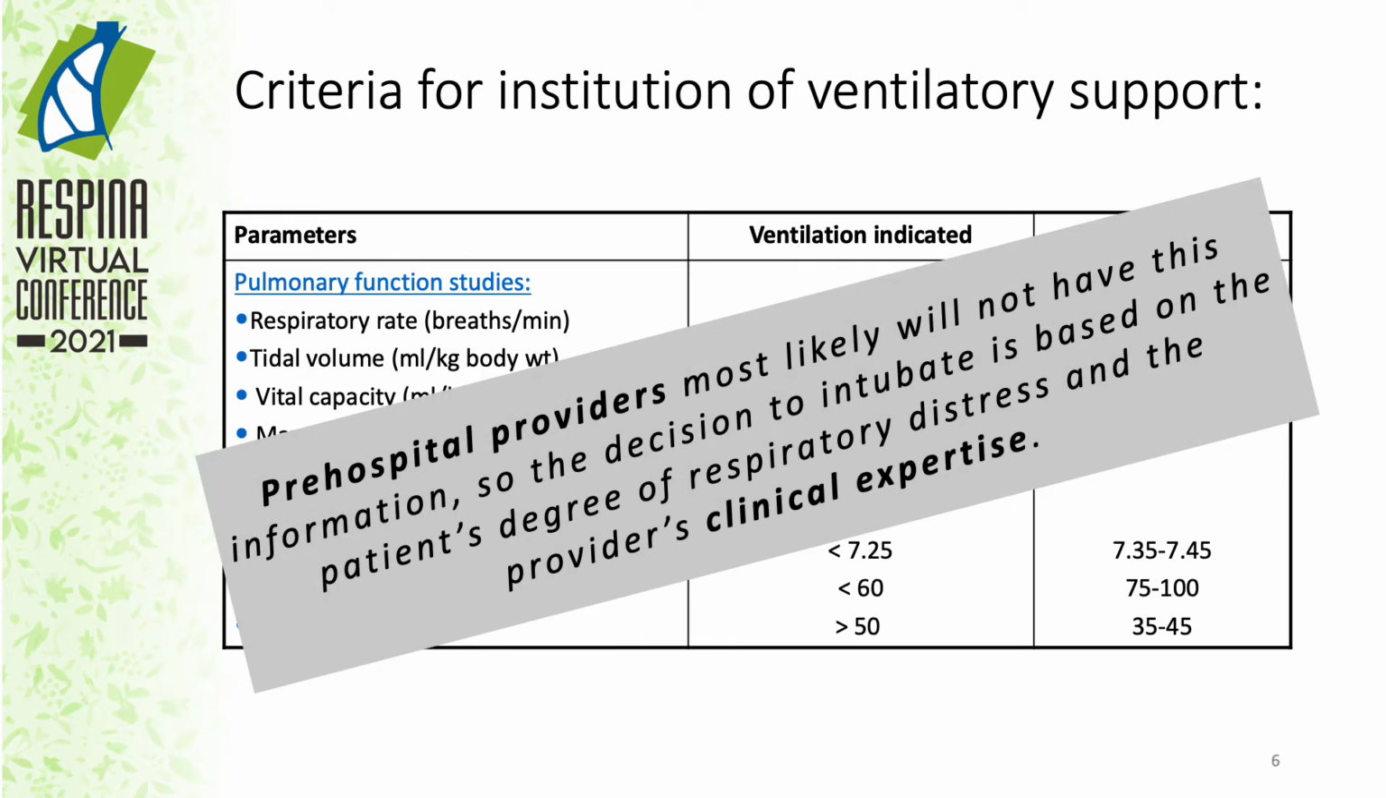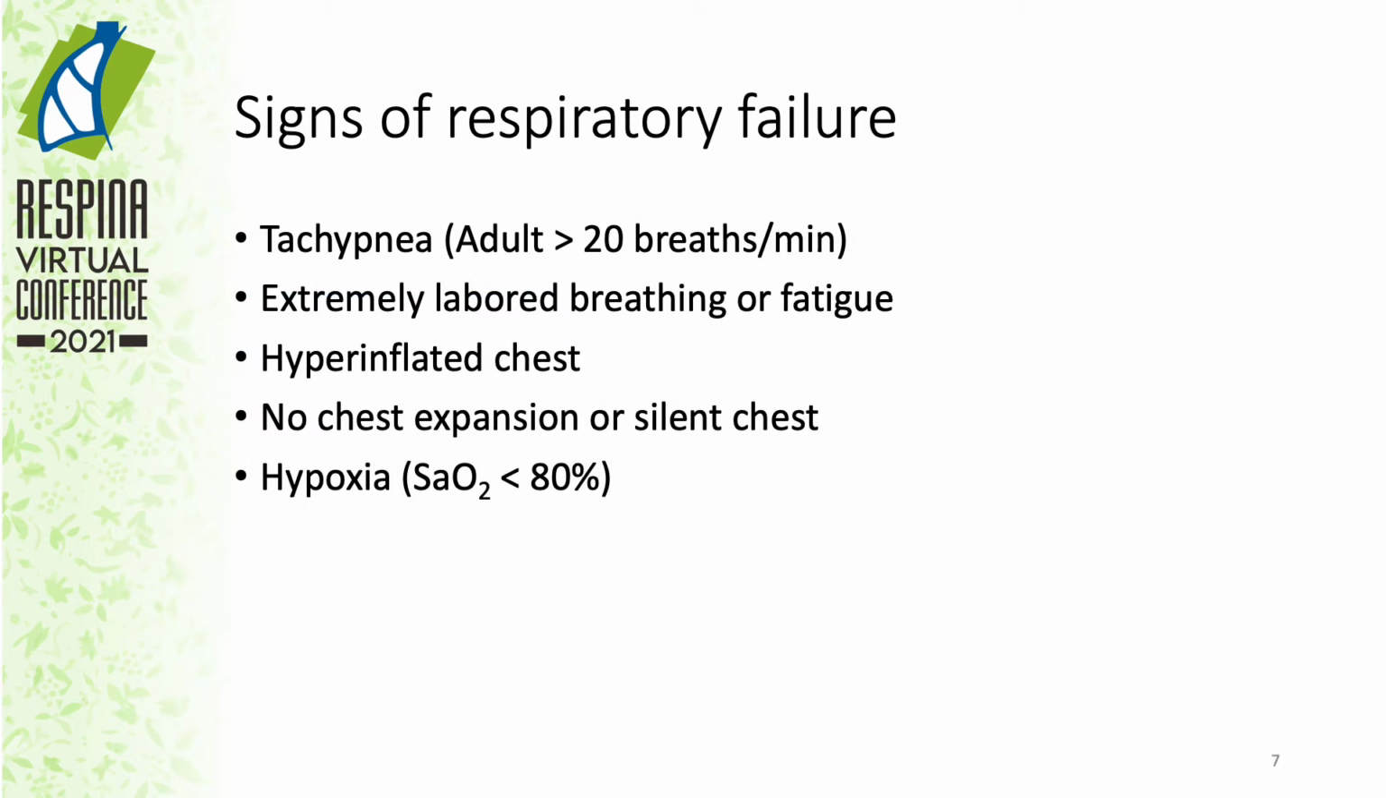But healthcare providers, especially those who are working in the ambulance, most likely will not have this information. So the decision to intubate is based on the patient's degree of respiratory distress and the provider's clinical expertise. They can rely on these five items respiratory failure signs, which can be easily examined even during the transport in the ambulance.